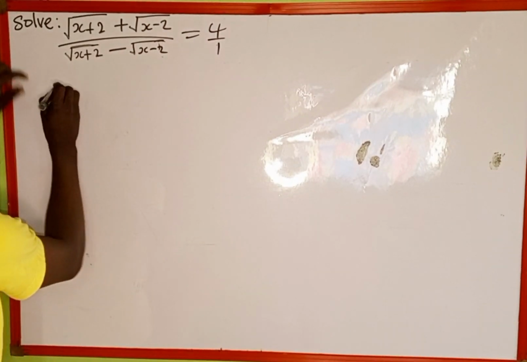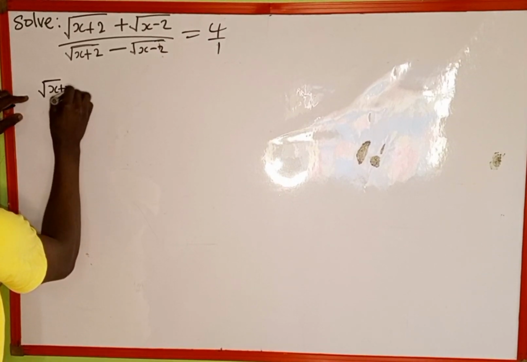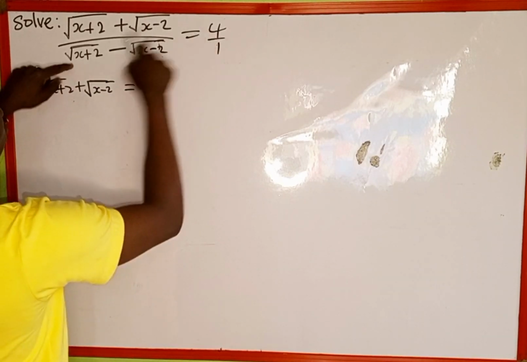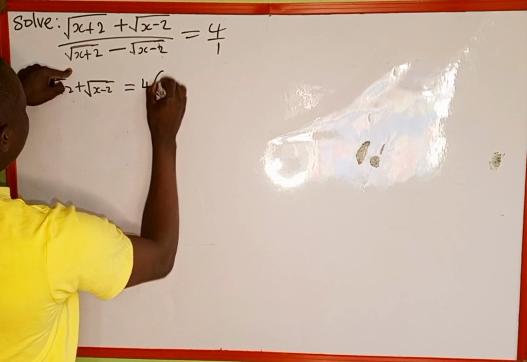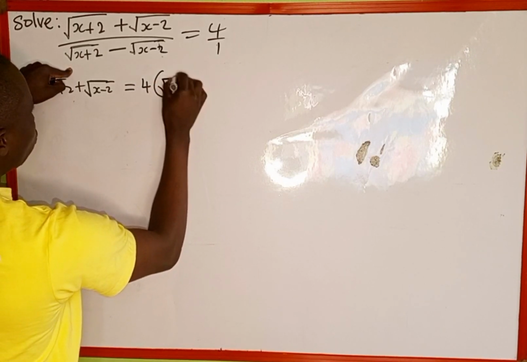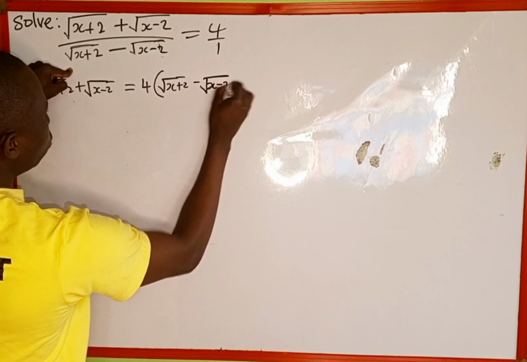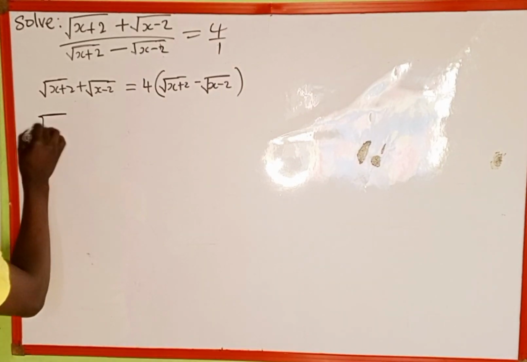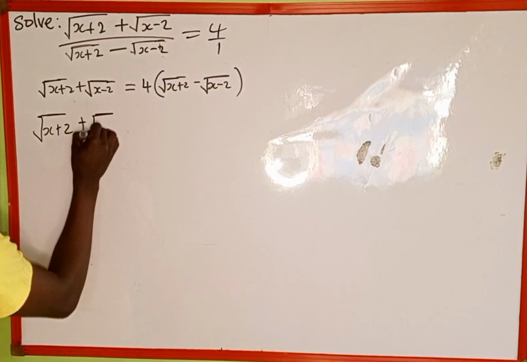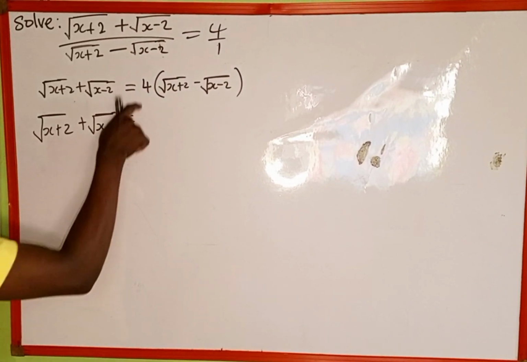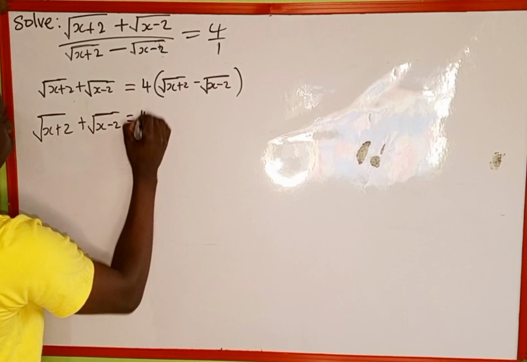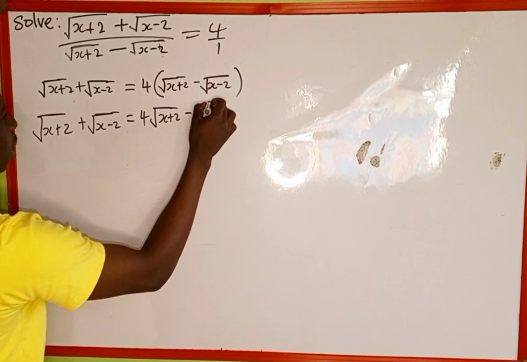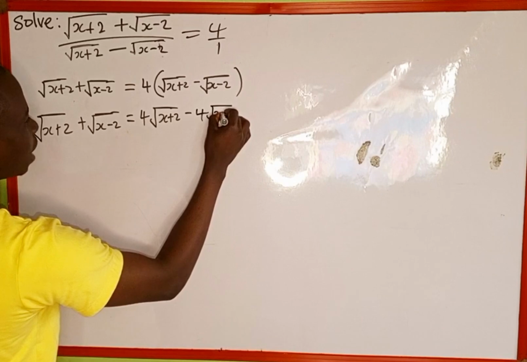Then that 1 multiplied by the whole of this is the same as √(x+2) + √(x−2), which is going to be equal to 4 multiplied by the whole of this, 4 into (√(x+2) − √(x−2)). So the next thing we're going to do is to distribute this 4 into the bracket. We're going to have √(x+2) + √(x−2) equal to 4 multiplied by √(x+2), which gives us 4√(x+2), then minus 4 multiplied by this, 4√(x−2).